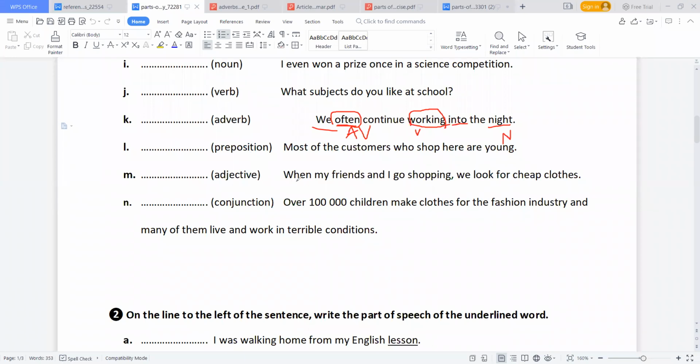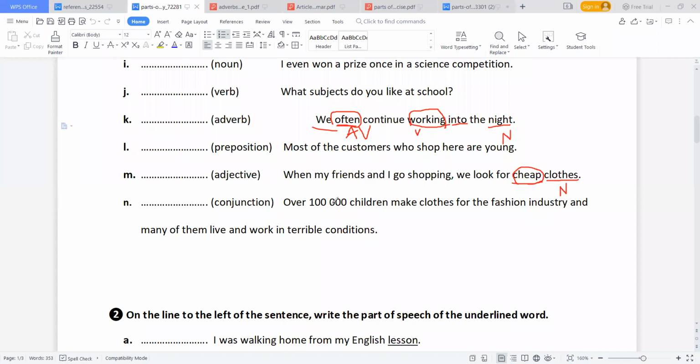Next, when my friends and I go shopping, we look for cheap clothes. So what is an adjective? Cheap. Cheap is a describing word. Perfect. Very good. For looking at the adjective, we have to look at the nouns first. So what is the noun? Clothes. So cheap is describing the clothes.